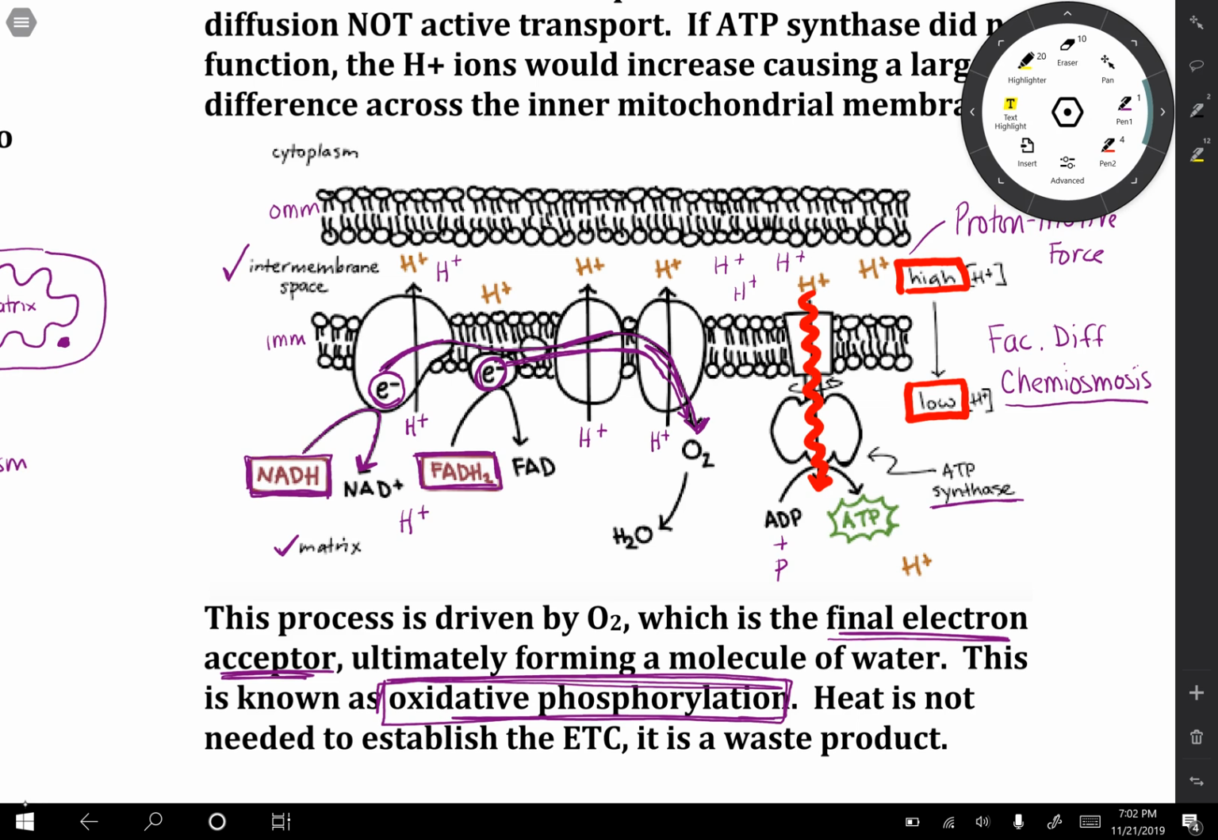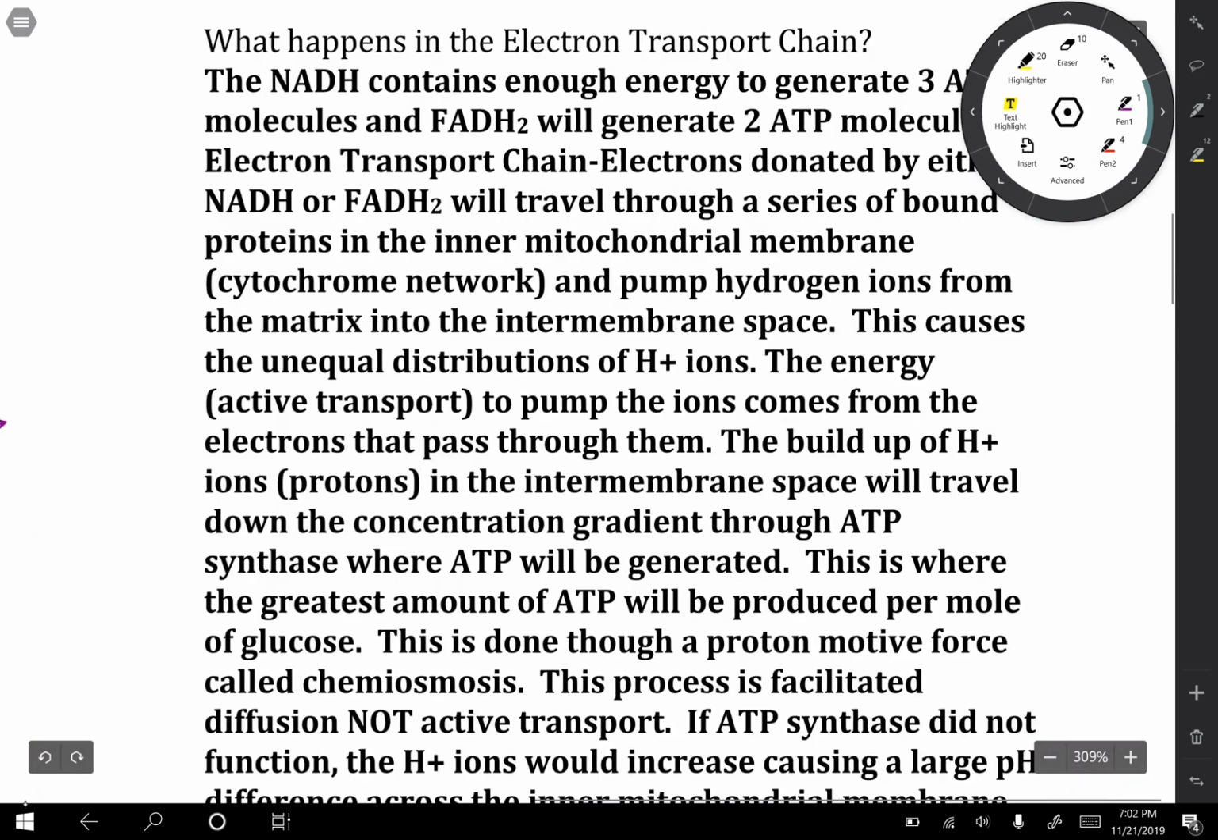Now, this whole process, known as the electron transport chain, does not need any heat to get started. It will release heat as a waste product, but no heat is needed to start this party off. This will happen as long as oxygen is present. So let's now go through all the words that we just talked about.